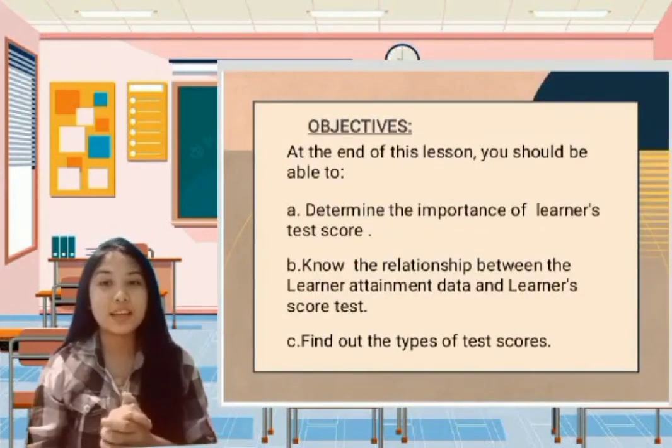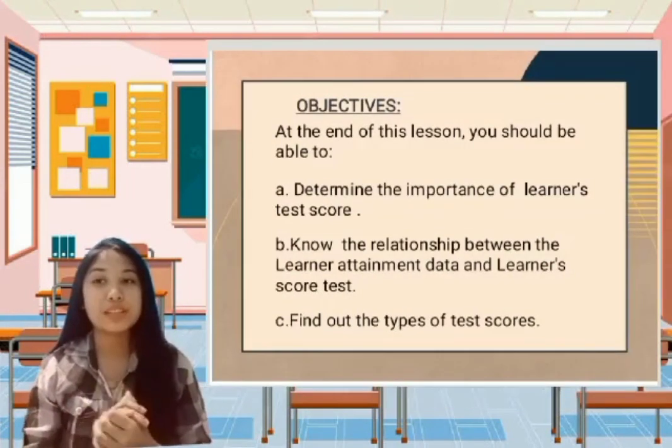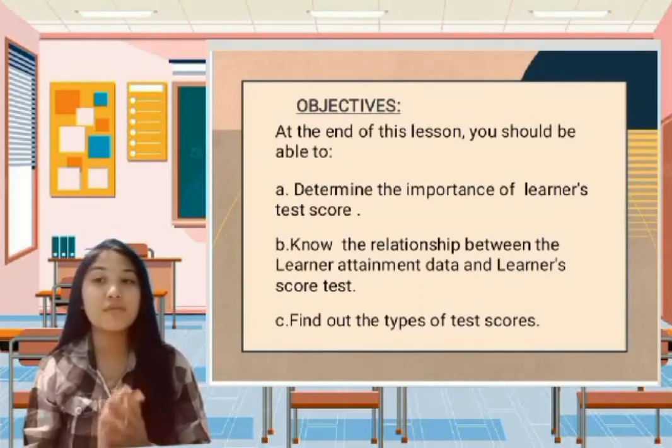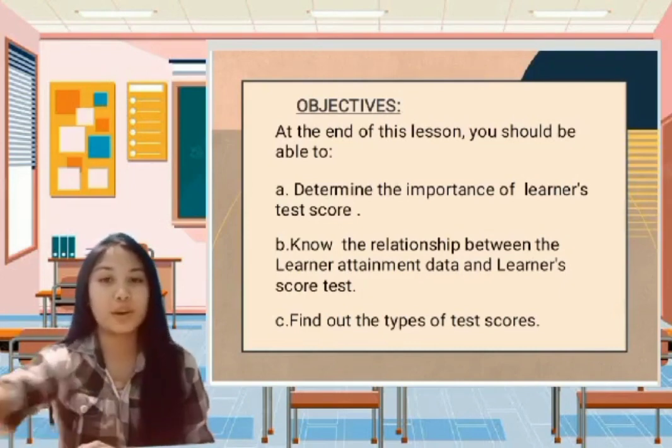At the end of this lesson, you should be able to, first, determine the importance of learner's test score. Second, know the relationship between learner's attainment data and learner's test score. And lastly, find out the types of test scores.